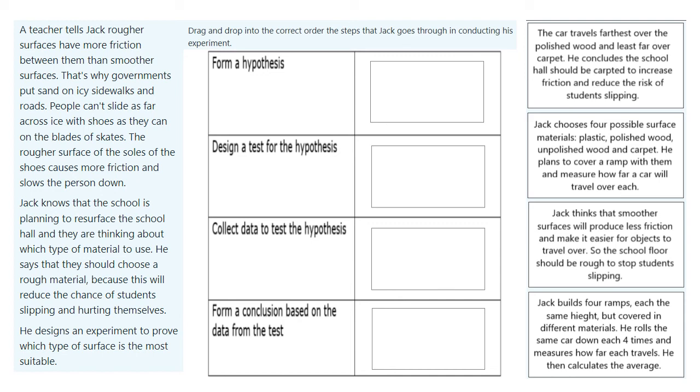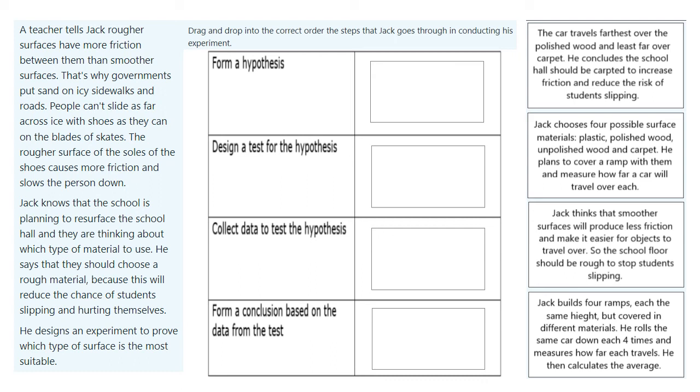Jack knows that the school is planning to resurface the school hall. So they're going to put a new floor in the school hall, and they're thinking about what type of material to use. So the question is, what type of material should they use? He says they should choose a rough material, because this will reduce the chance of students slipping and hurting themselves. He does not want a smooth floor, he wants a rough floor to reduce the chance of slipping.